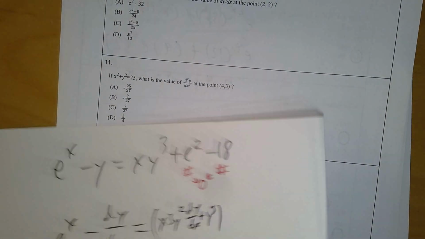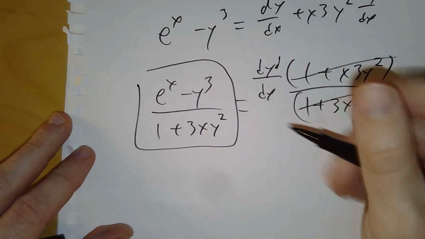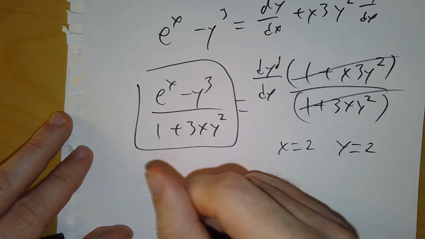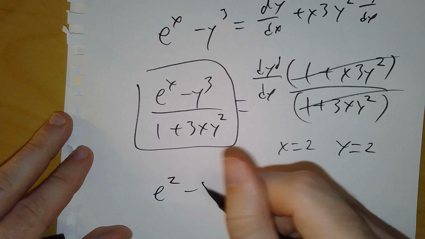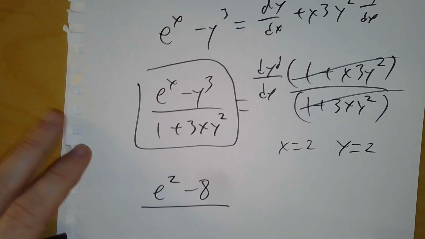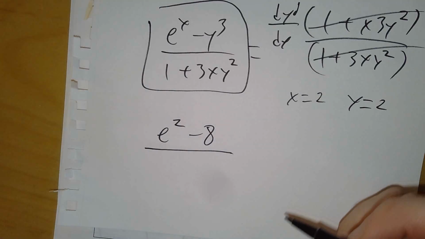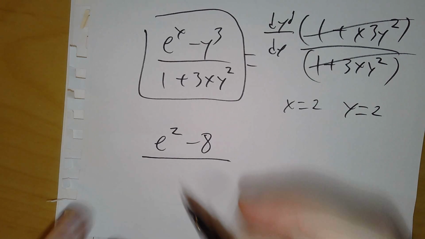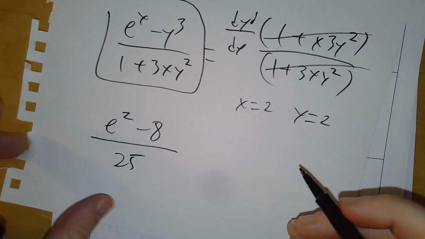So then this is what I got. And it tells me the coordinate. I don't have to find anything. It says (2, 2). So let's plug in a 2. So x equals 2, y equals 2. So we got e squared minus 8 over, both 2, so it's 4 times 2, 8 times 3, 24, plus 1, 25. e squared minus 8 over 25. Do I have that? I do. That's C. Okay, that's it.